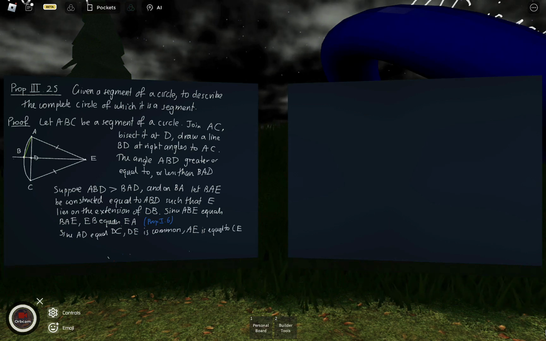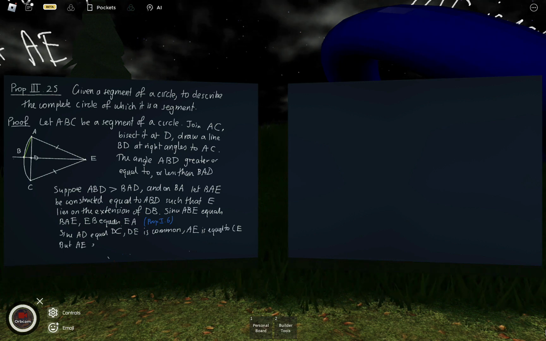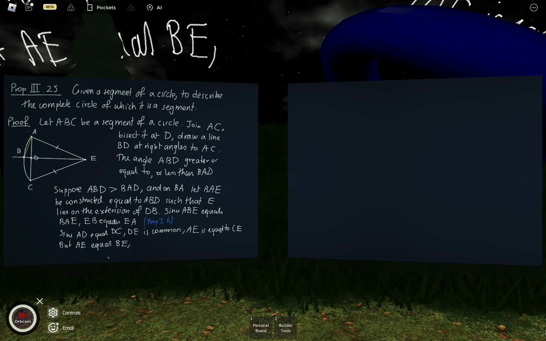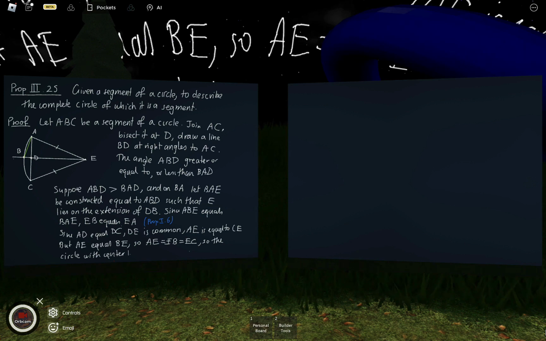Obviously, we're going to try and argue that E is the center of this circle, right? But AE was proved to be equal to BE. Therefore, BE is also equal to CE. So we have all three of these equal: AE, EB equals EC. So the circle with center E has ABC as a segment.